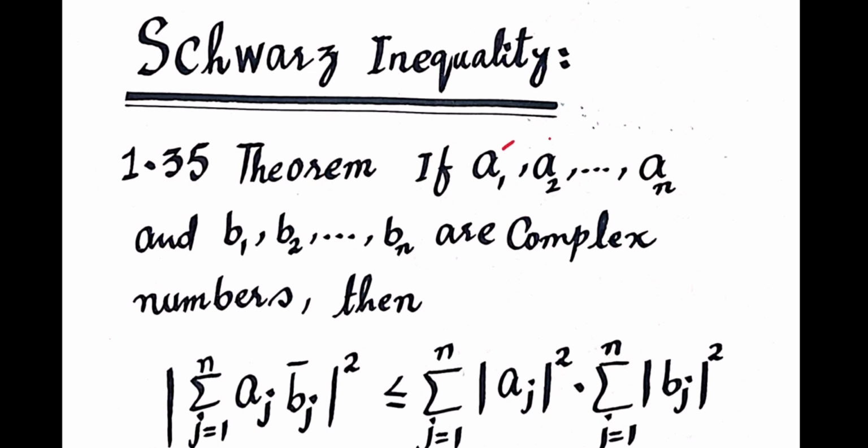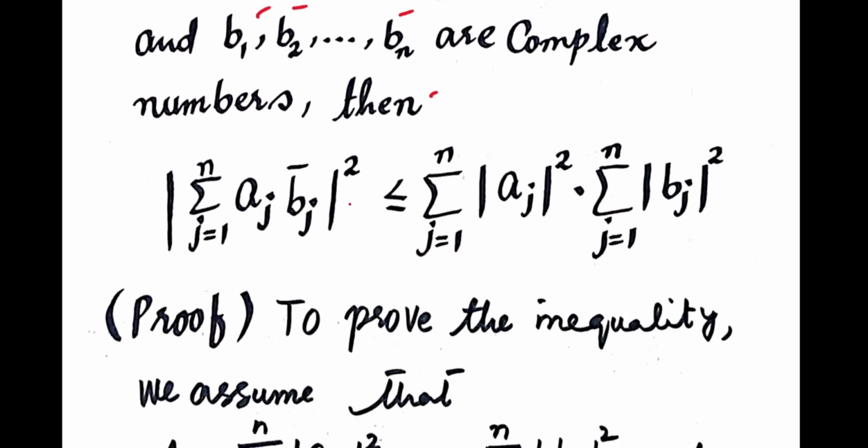If a1, a2 up to an and b1, b2 up to bn are complex numbers, then this inequality says the square of the absolute value of the sum of products, that is the summation of aj times the conjugate of bj, is less than or equal to the product of the sums of squares. This is the sum of squares of the absolute value of aj, and this is the sum of squares of the absolute value of bj, where a and b are all complex numbers.